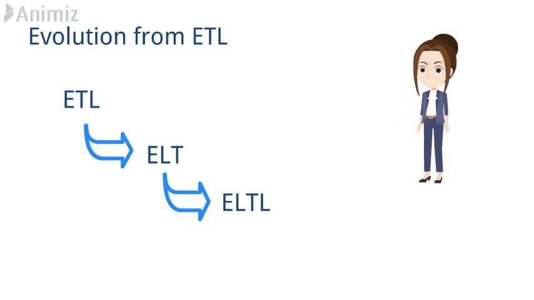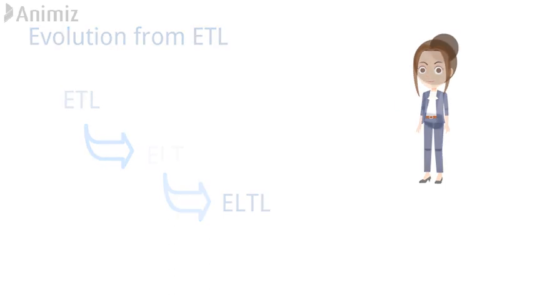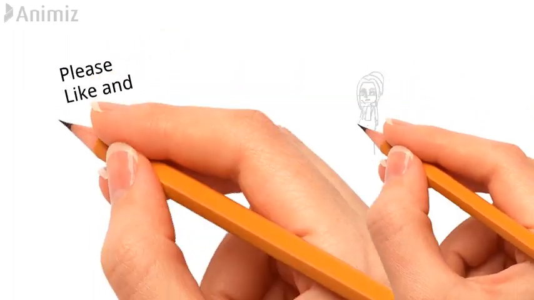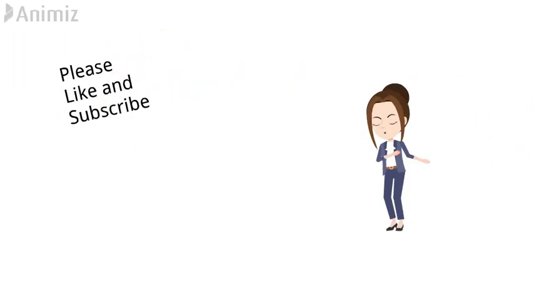Another variation of ELT is called extract, load, transform and load (ELTL). The difference with ELTL is that it has a final load into a destination system. These are the two common types of data integration patterns that can be supported by Azure Data Factory.